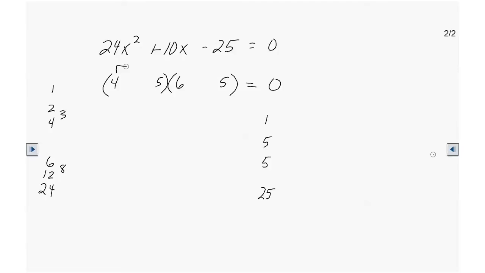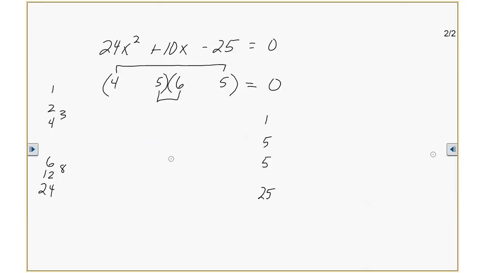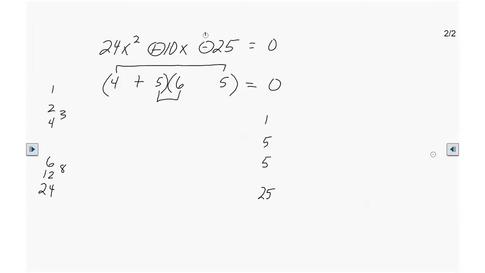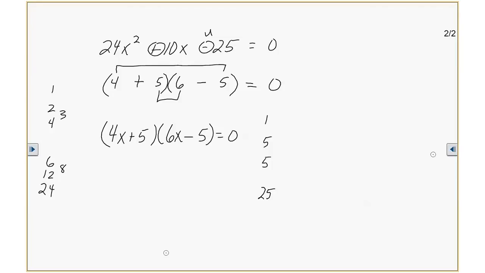The outside and the inside is the most important. That's going to give me a 20 and a what? A 20 and a 30 will give me a 50 or a 10, so I'm lucky. What kind of 10 do we want? So that means the biggest number of the outside and inside has to be what? Positive. What's bigger, 30 or 20? What does this tell you, like or unlike? Unlike. So this is positive. So you get 4x plus 5 times 6x minus 5 is equal to 0. And then you can solve it. And that's how you do the reverse FOIL.